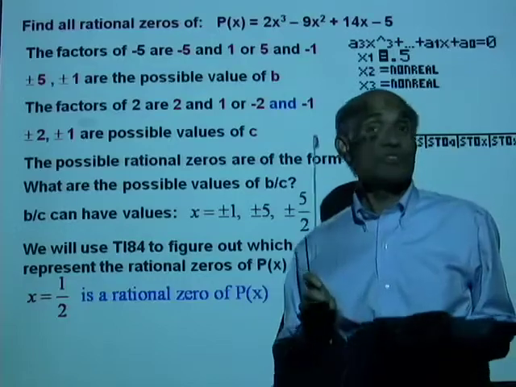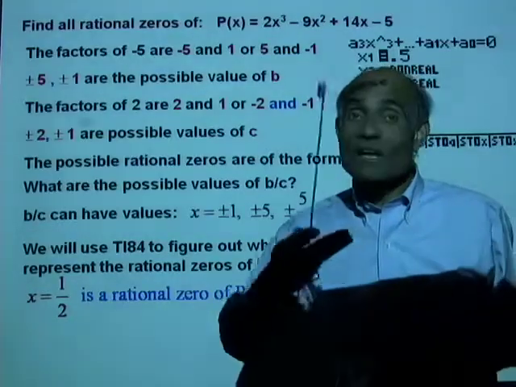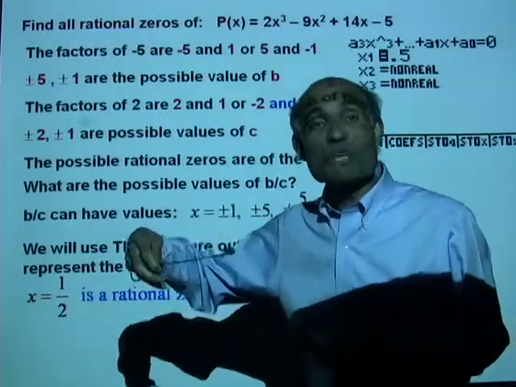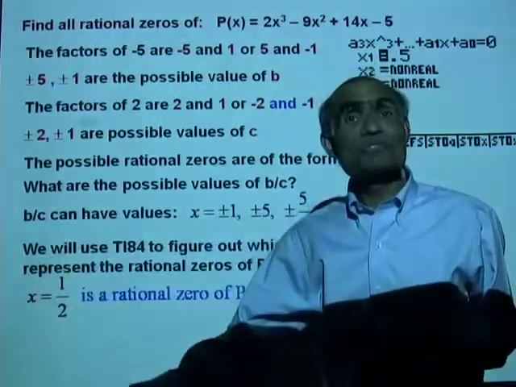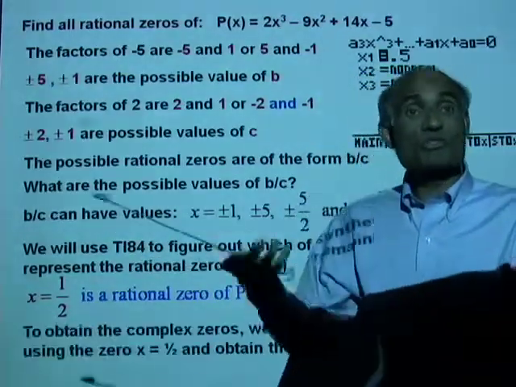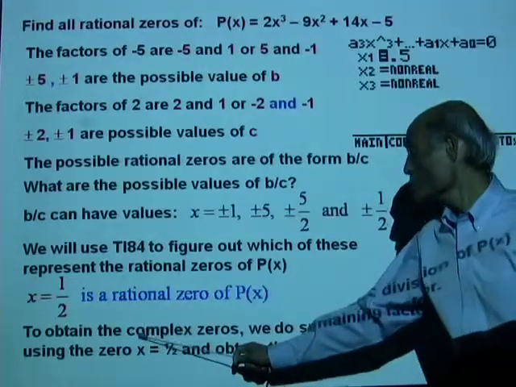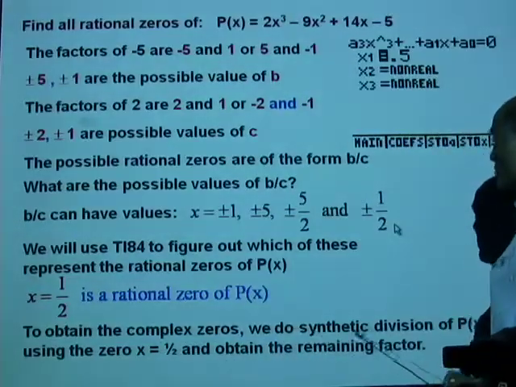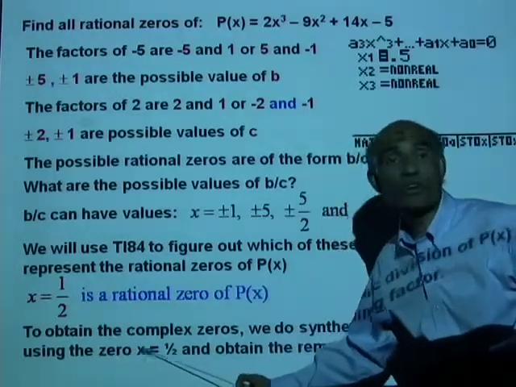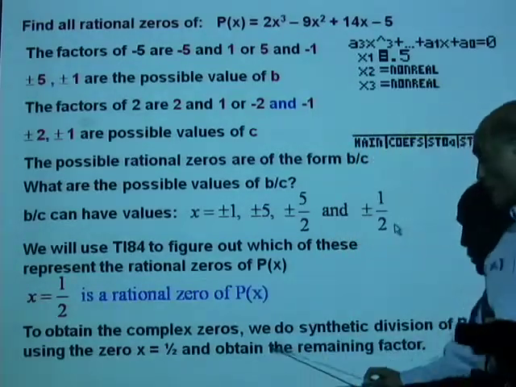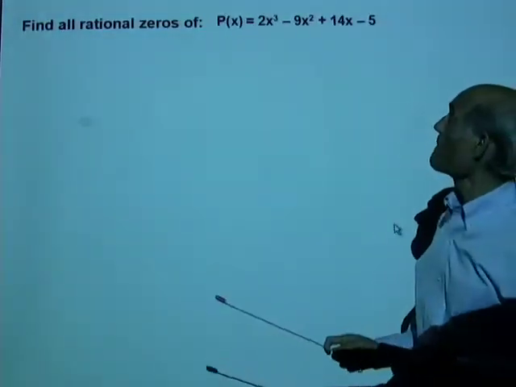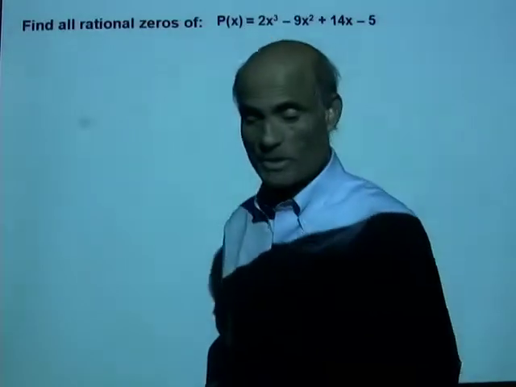And now, once you know one zero, we know one factor, is that right? And then we can obtain the remaining factors by using synthetic division. You see, we have that skill and we're going to use that all along. To obtain the complex zeros, we do synthetic division on the polynomial using the zero x equal to 1/2 and obtain the remaining factor. Alright, let's do that.